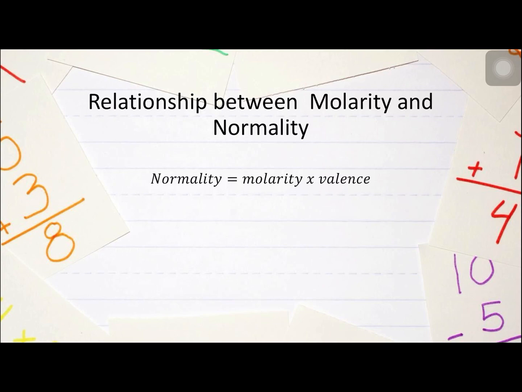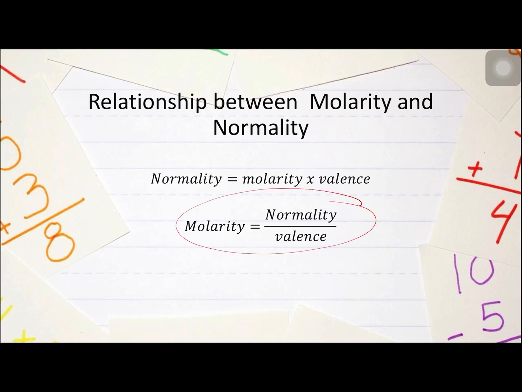Now let's talk about the relationship between molarity and normality. If you have this kind of setup, I'm sure you remember the use of our triangle. Our triangle can be expressed like this. You have your molarity on the left side, normality on the top side, and then valence on the right side.